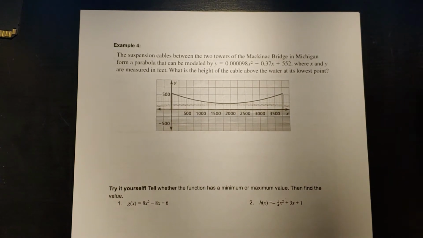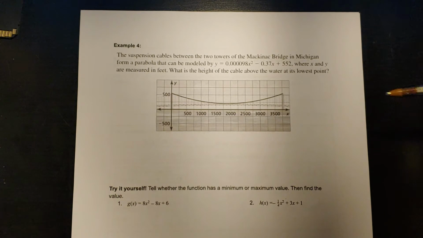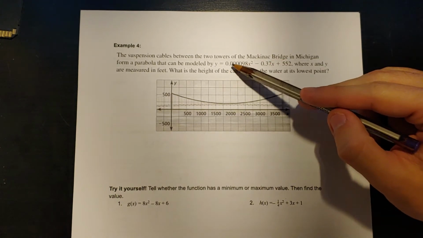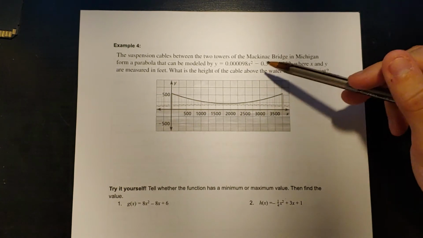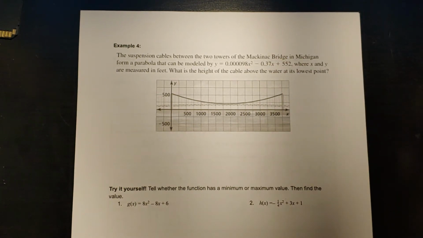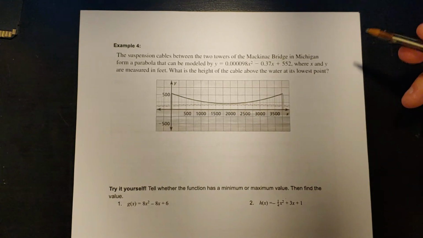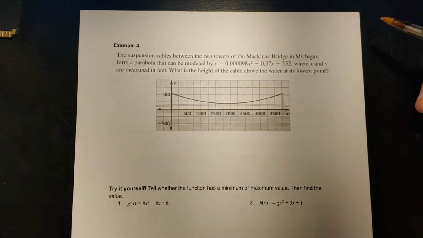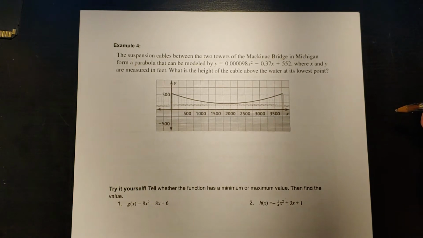This says the suspension cables between the two towers of the Mackinac Bridge in Michigan, go Bucks, form a parabola that can be modeled by y equals 0.000098x squared minus 0.37x plus 552, where x and y are measured in feet. So this is a pretty long bridge. It's almost a mile. It's more than a mile long, it looks like. What is the height of the cable above the water at its lowest point?